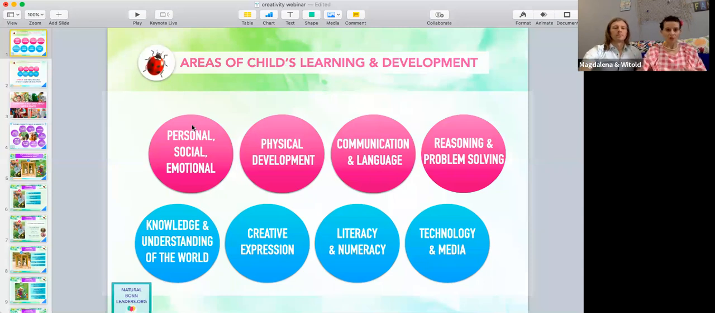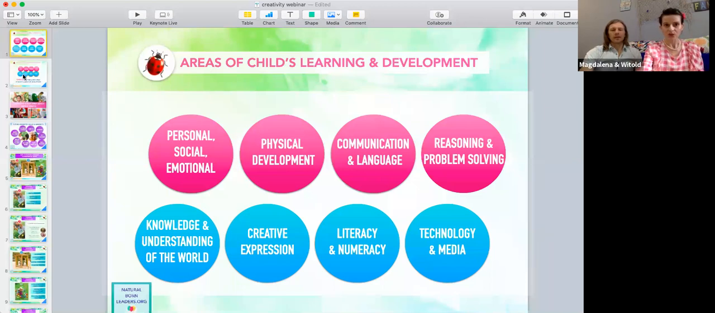So we have 8 areas, as you can see, and one of them is creative expression. So in the early years and in the early primary, for the child to develop healthily, emotionally, mentally, physically, all the areas need to be stimulated and prioritized in the same way. So we need to make sure children have enough opportunities to express themselves and develop in all those areas.